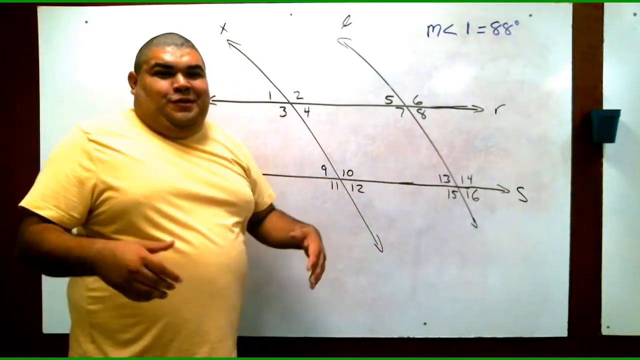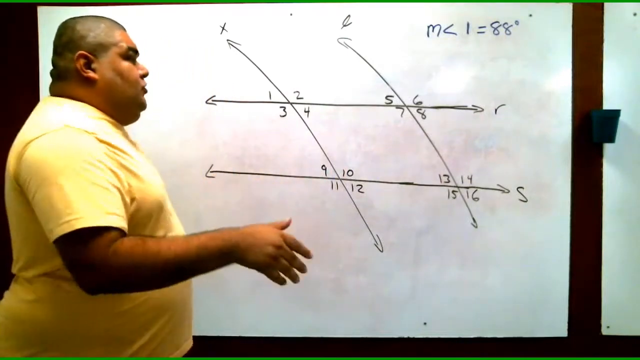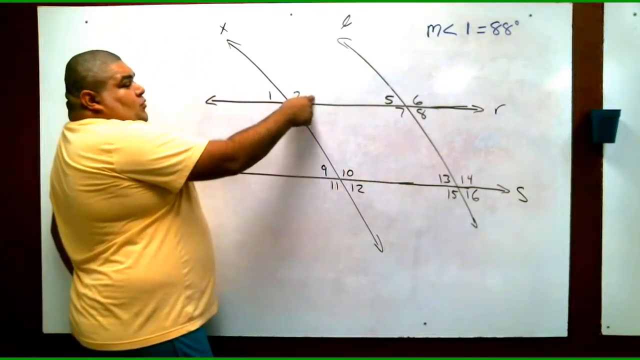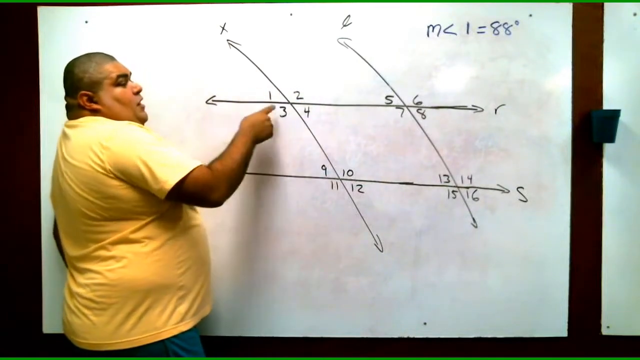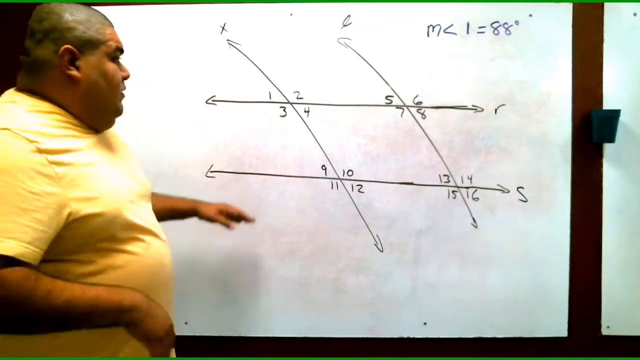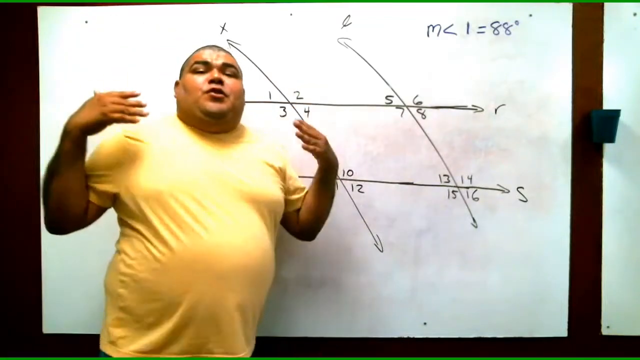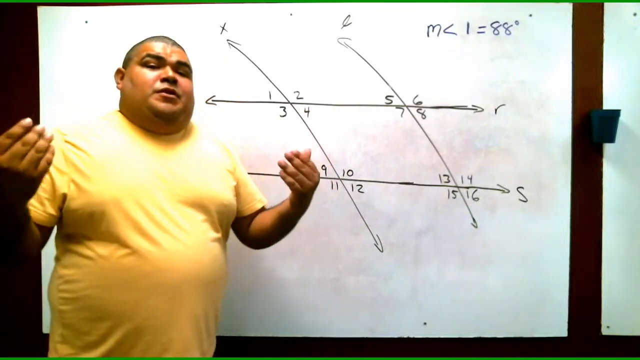But here's the best part, here's the big part. Tell me how you're solving them. If you're going to go from 1 to 2, tell me what theorem you are using. If you're going to go from 1 to 5, tell me what theorem you are using. So explain a little of what you're doing. Don't just write the answers in there. Tell me what theorem you are using as well.